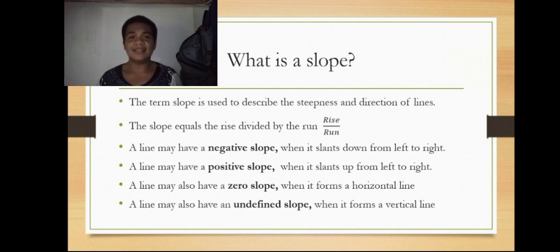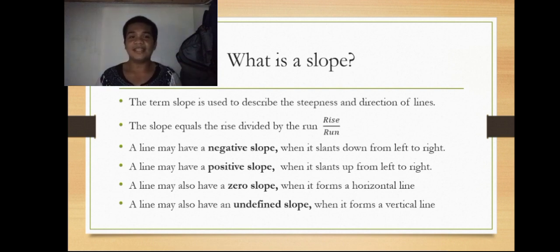The third instance is that a line may have a zero slope when it forms a horizontal line. So what is a horizontal line? A horizontal line is just like this. There is no change of direction, just a flat line. So this is the line. It is from left to right or from right to left and there is no change of direction.